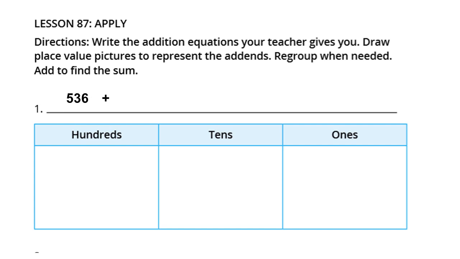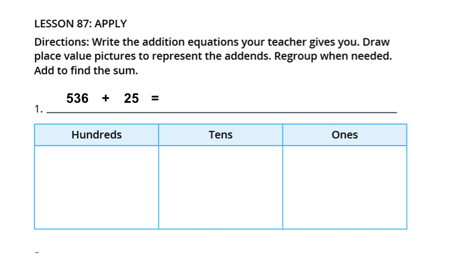536 plus 25. Here we will represent the ones as a small square, the tens as a straw, and the hundreds as a big square. Let's start with the first number, 536. Tell me, what is the number? Write it in the ones here.